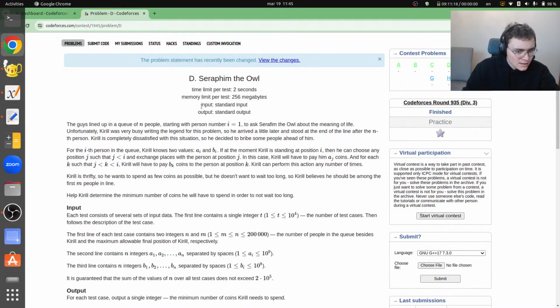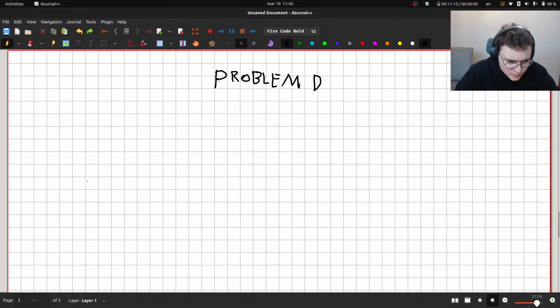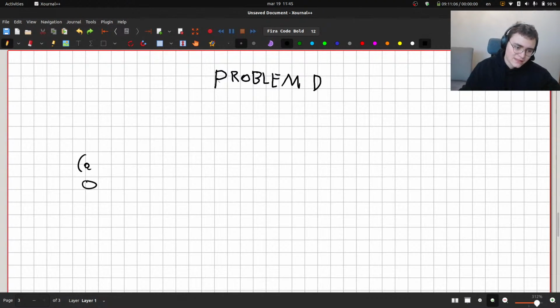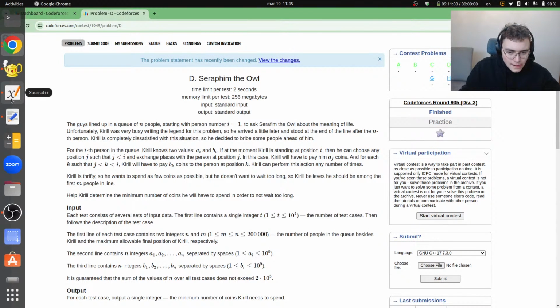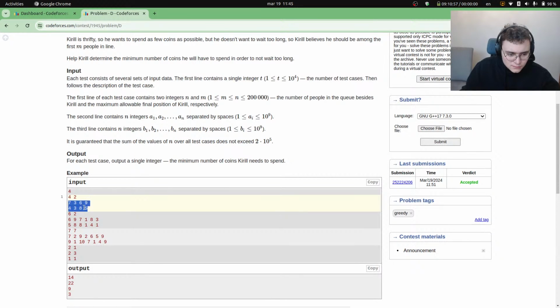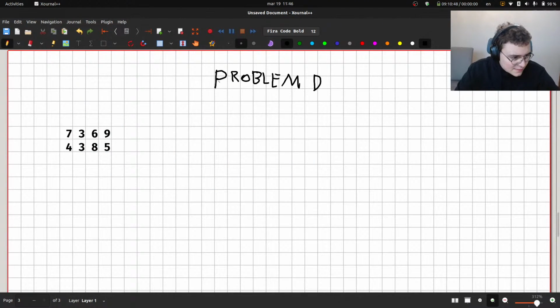Okay, so let's go to problem D. In this problem we have some queue of people and each person has two values, AI and BI. So let me draw the example test. So okay, this is the example test.